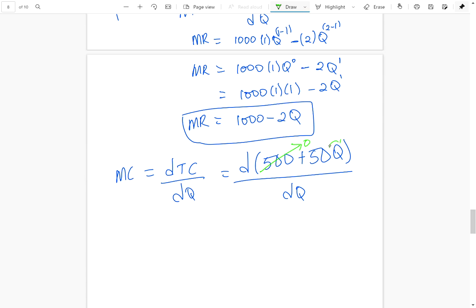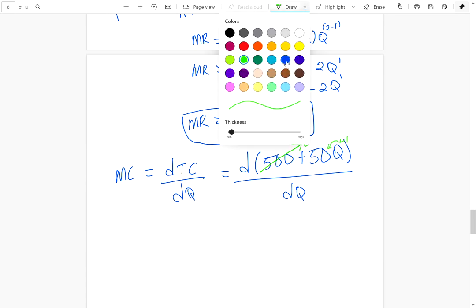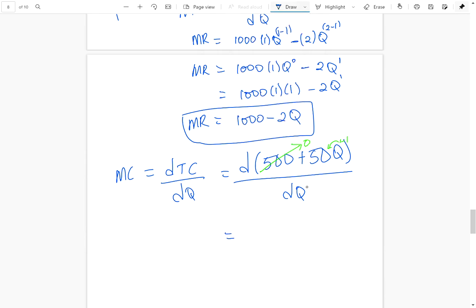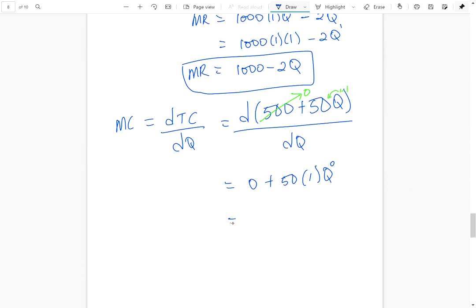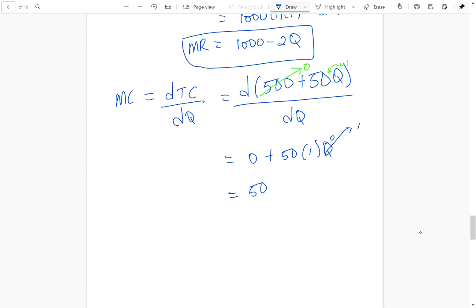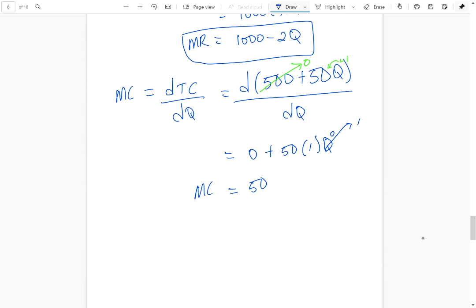This is a 1 that's going to come down, and we subtract 1, which means that our derivative here is going to be 0 plus 50 times 1 times q raised to the power of 0. Right? So that's just 50, because again, remember this goes to 1. All right. So marginal cost is equal to 50.